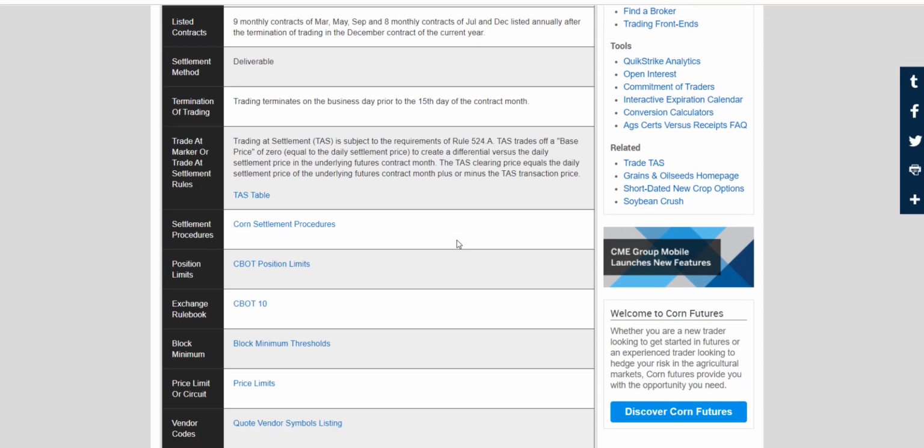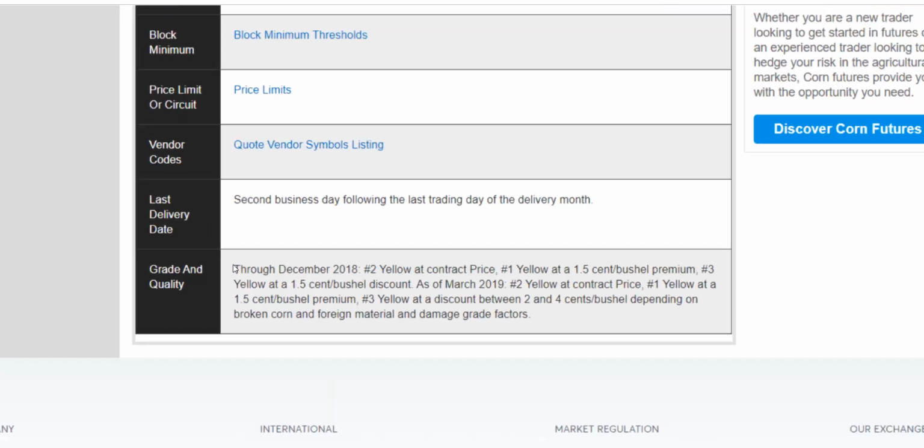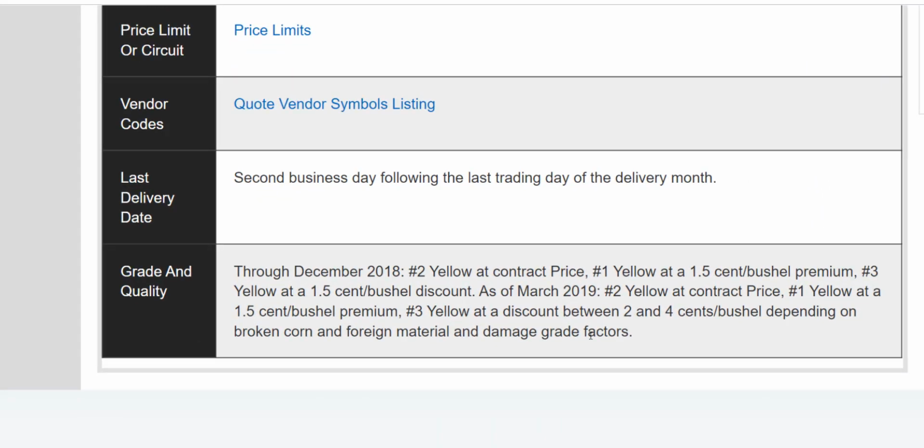Then if we go all the way to the bottom, we have some information on the quality of the corn. Through the December 2018 contract, number 2 yellow grade at the contract price, and there are some characteristics that will determine whether or not the corn is number 2 yellow, number 1 yellow, or number 3 yellow. Each commodity is going to have its own quality grades.